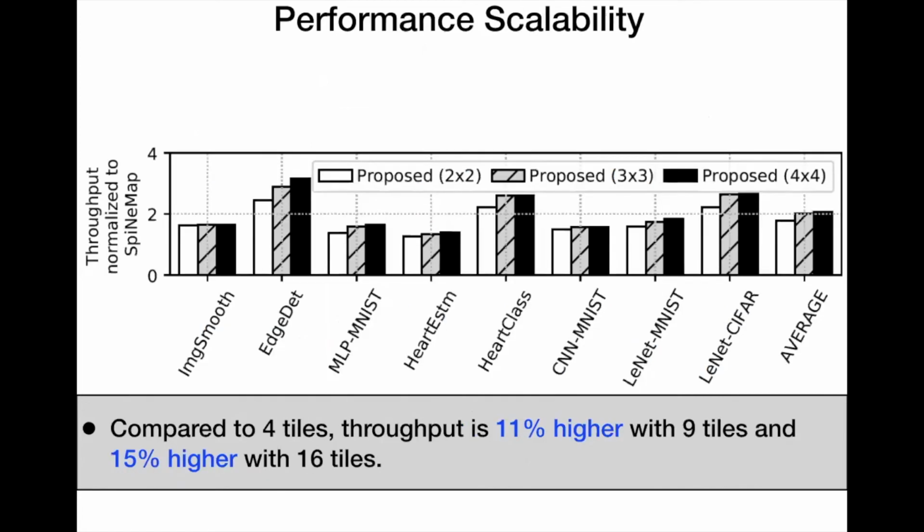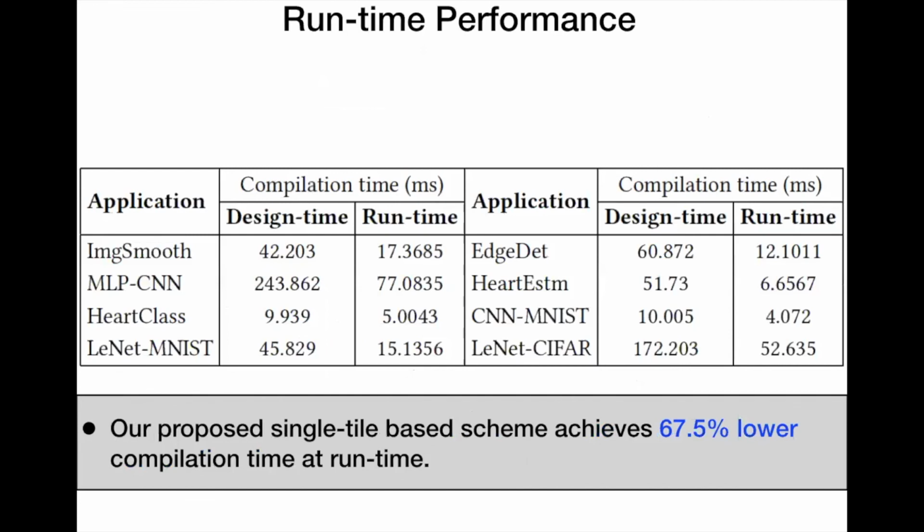We also evaluate the performance scalability. That means what happens to the throughput as we increase the number of crossbars in the hardware. We see that compared to 4 tiles, the throughput is 11% higher with 9 tiles and 15% higher with 16 tiles. Finally, we show the runtime performance, and we compare the compilation time at design time, where the schedules are constructed from scratch, against the compilation time at runtime, where we use the single tile static order schedule to derive the schedules at runtime.